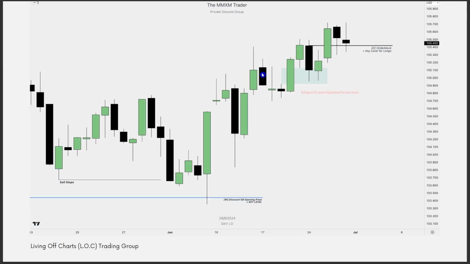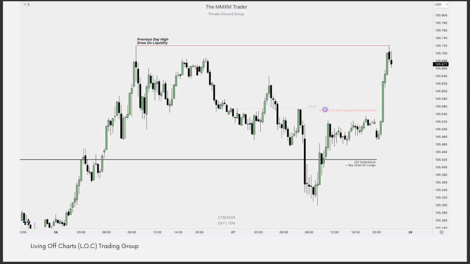Now over here we've got another DXY chart. This is the daily chart. We're outlining those key levels, right? We had that daily fair value gap over here and the daily order block. So these are key levels for longs. If we go to the 15-minute chart, now we can actually look for those market cycles, right? So I want you to look at this chart and see where the consolidation is happening, where the manipulation is happening, where that retracement is most likely to happen, or where that reversal is most likely happening.